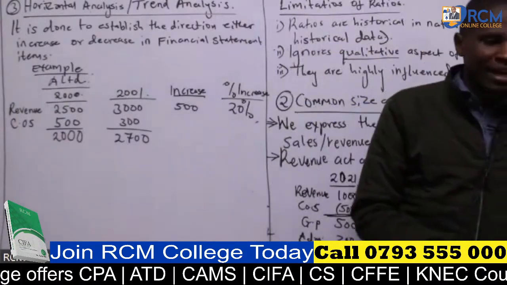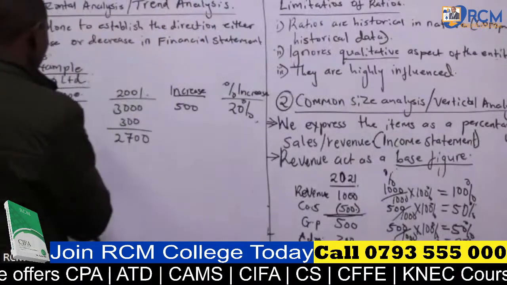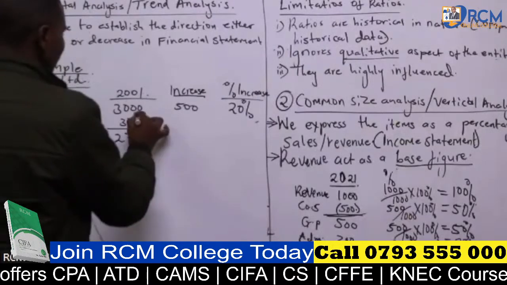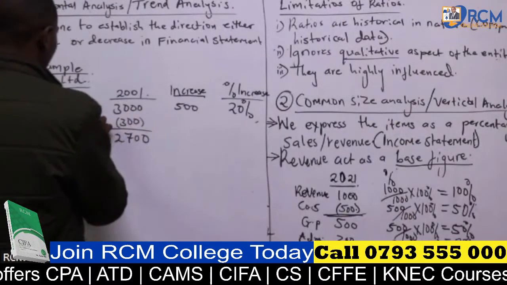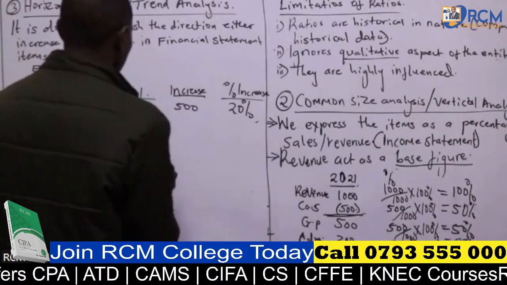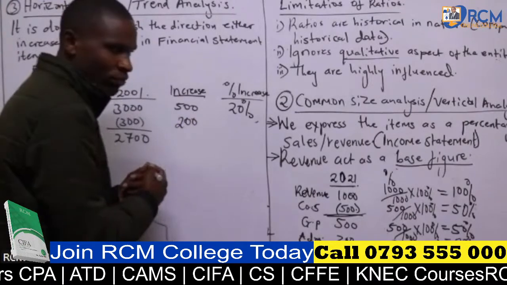A decrease. A decrease of how much? 500 minus 300. Irregardless, don't look at the negative. No, you look at the value. Here we are looking at the value, the item. What happened to the item? There was a decrease of 200.